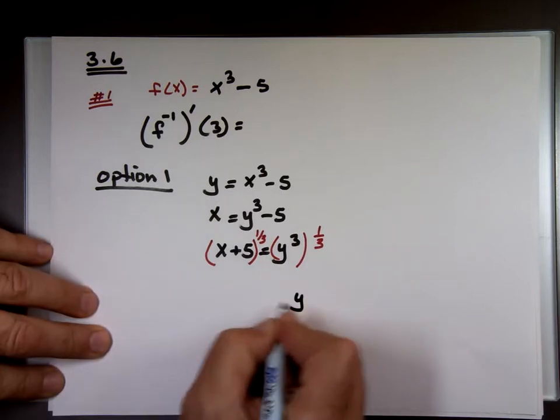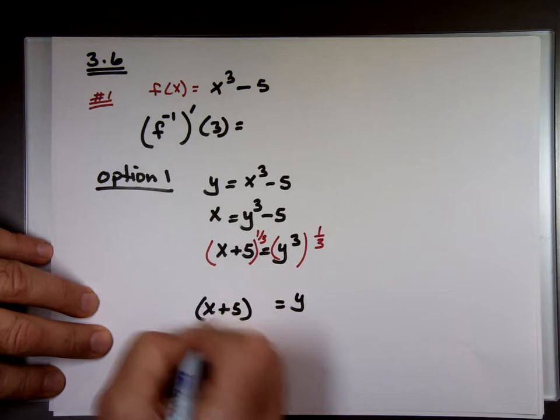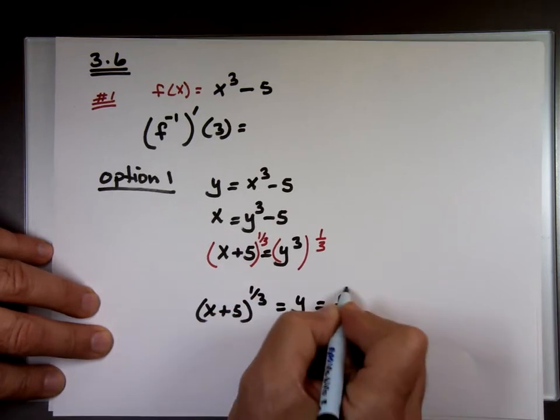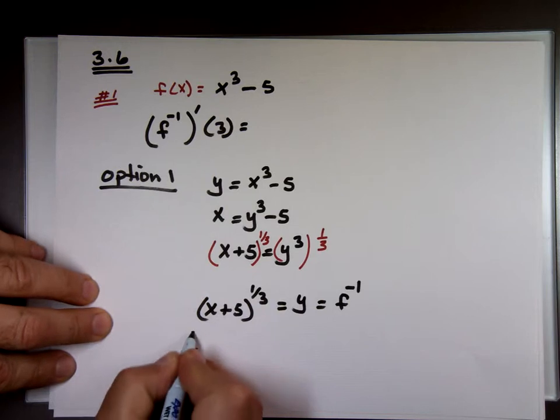So what's y equal to? X plus 5 to the 1/3. That's your inverse function. That's your f negative 1. Just double checking, that can also be written as the cube root, correct? Correct. It is the cube root, yes. But now you want to take the derivative of that.